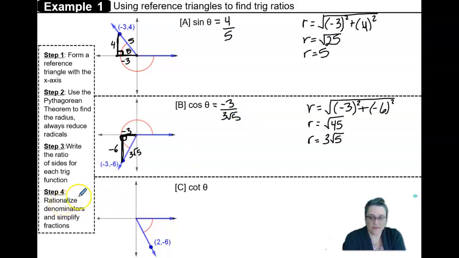And step number 4 is to rationalize the denominator and simplify any fractions. So our 3's are going to cancel here and leave a -1 over root 5, but we need to rationalize that denominator by multiplying the numerator and denominator by the square root of 5. So the cosine of theta reduces to negative square root of 5 divided by 5.